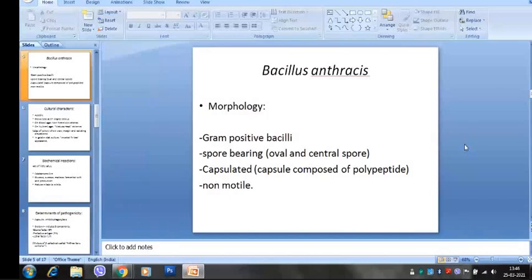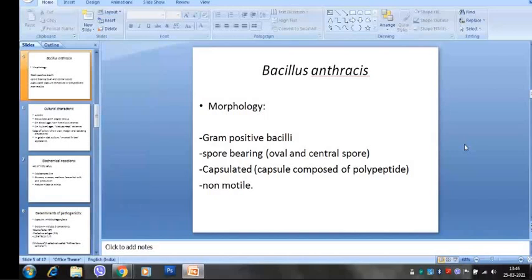This bacteria is non-motile. It cannot move because it does not contain flagella. So in morphology, Bacillus anthracis is a gram-positive bacillus. It is spore-bearing. Shape and position of the spore is oval and central. It is a capsulated bacteria. Capsule is composed of polypeptide and it is non-motile.